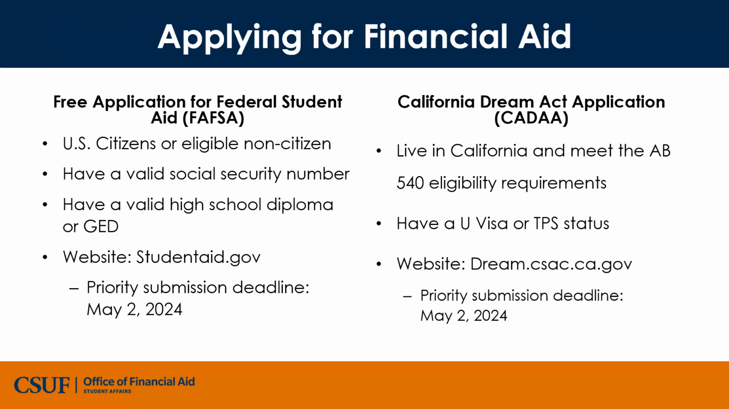There are two forms of application students can submit in order to be considered for financial aid. The first one is the Free Application for Federal Student Aid, known as the FAFSA. The requirements are to be a U.S. citizen or eligible non-citizen, and have a valid Social Security number and a valid high school diploma or GED. The priority submission deadline is May 2nd, 2024. The next application is the California Dream Act application, known as the CADA. The requirements are to live in California and meet the AB 540 eligibility requirements, or have U visa or TPS status. The priority submission deadline is May 2nd, 2024.